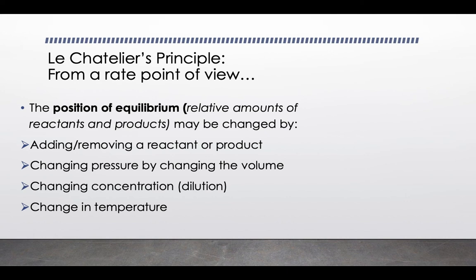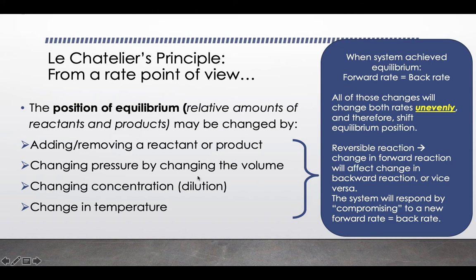If we look at Le Chatelier's principle from a rate point of view, we'd notice that all of the changes we could make to the equilibrium system will result in an uneven change in the forward or backward reaction rate. Okay? So when we added reactants, we would change the rate of the forward reaction without changing the backward reaction. Or sometimes when we change the pressure, we will also affect either the forward reaction or the backward reaction, but there will be an uneven effect. So this uneven effect will shift the equilibrium position.